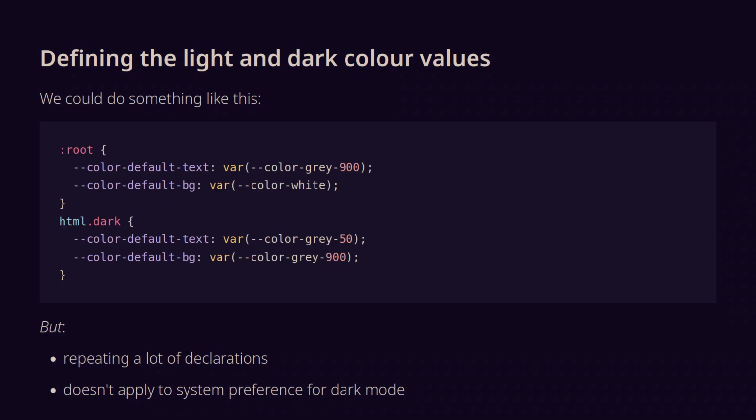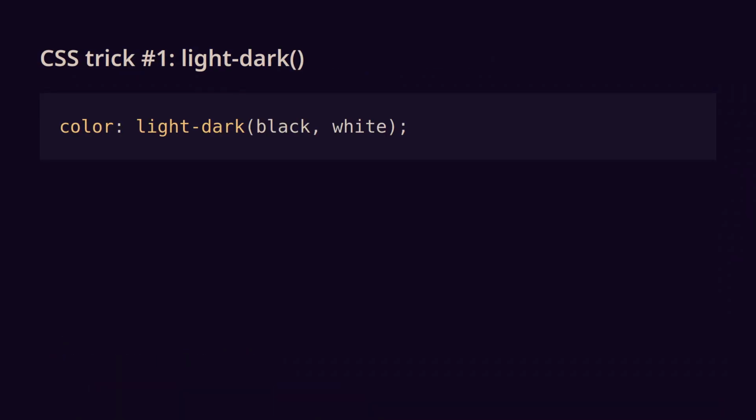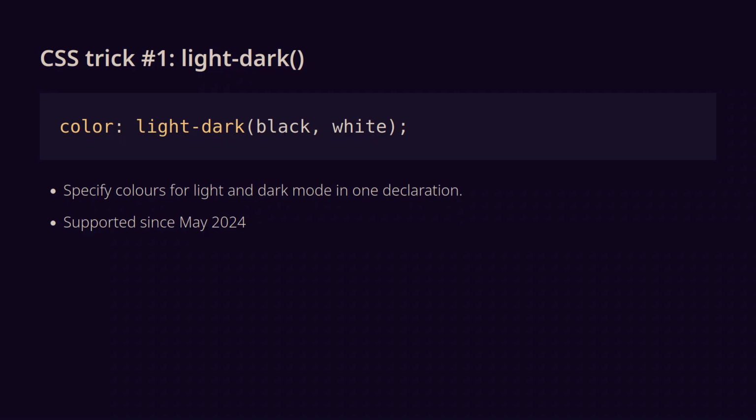So the first really cool trick is light-dark color values. I was really amazed to find out that this is supported and it works. So you can define both your dark mode and light mode color values in one declaration, and this works based on the system preference. The first value is for light mode, so we want our text color to be black. In dark mode, it would be white. It's all in one place. This has been supported since May 2024, so it's pretty new, but it's pretty cross-browser compatible.